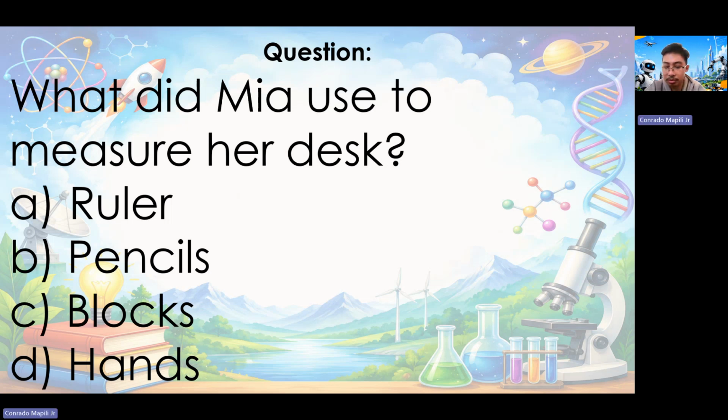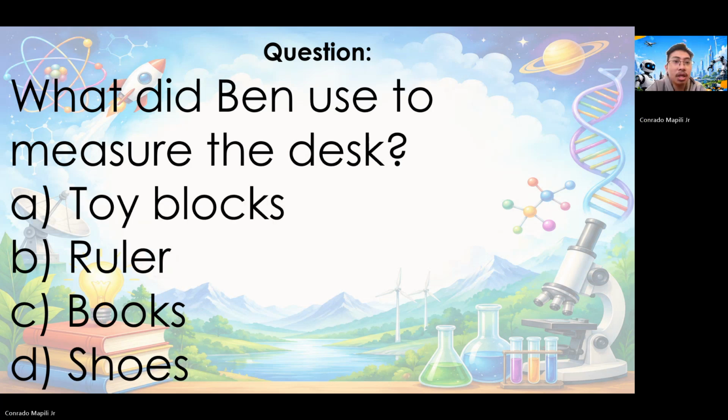Okay, very good. Next, what did Ben use to measure the desk? A. Toy blocks. B. Ruler. C. Books. Or letter D. Shoes.